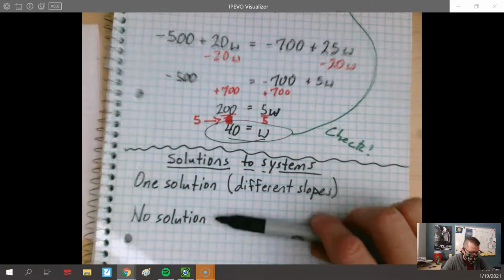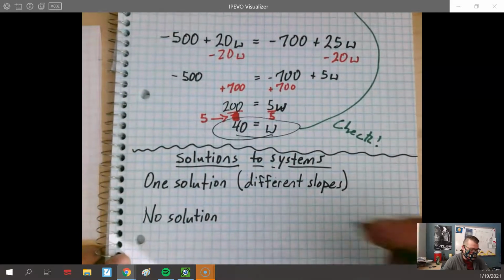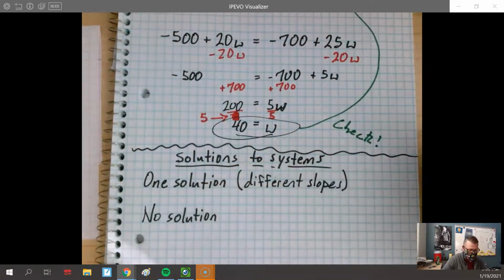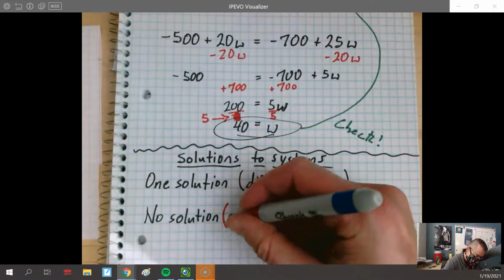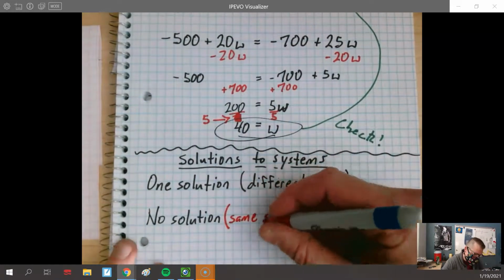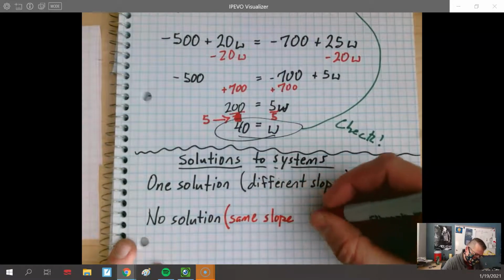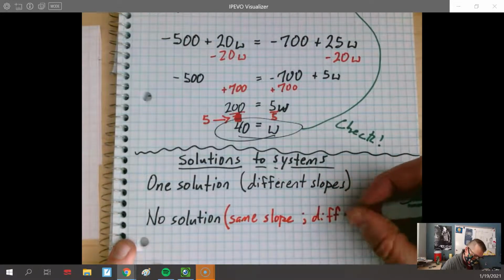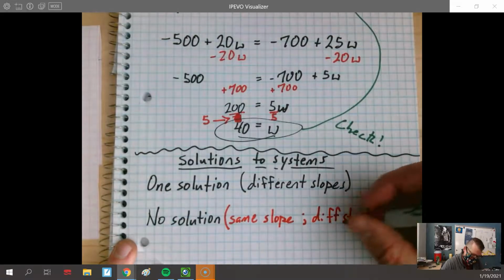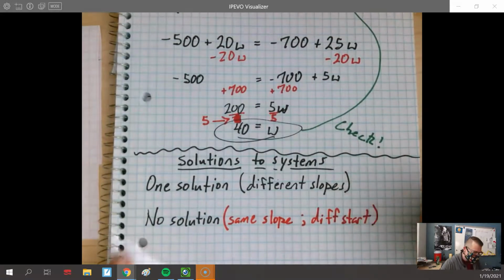The only way you get no solution is actually, I'm going to make this red because it's pretty important. Same slope, different starting point. Same slope. So if me and AJ both sold for $20, but he started with his $700 deal and I started with my $500 deal, we would never intersect. I would always have more.